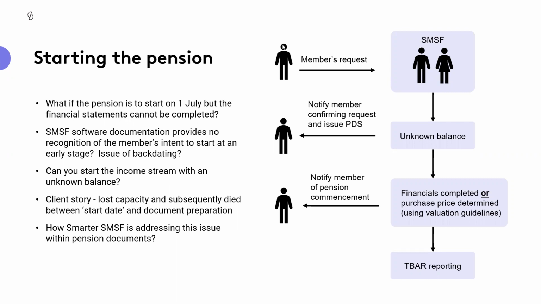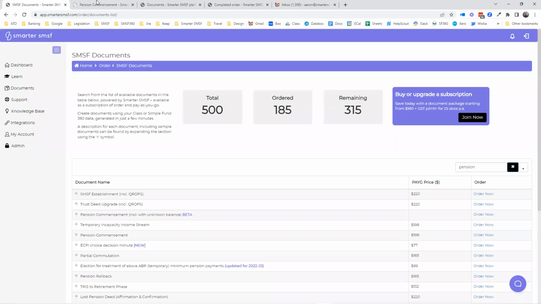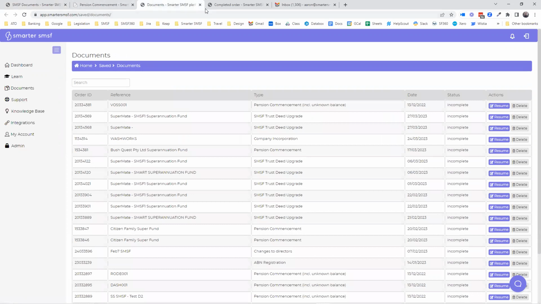So again, let's just maybe jump over to our pension document, and I'll show you what I mean here. So what we have is inside here, obviously our 70 or 80 documents that we have on the site. I've just searched in pension there, which now means you can see this information in here, and we have our order now. So I'm just going to jump forward to find out where we have a document here that we might be able to use. So I'm just going to resume one that I've got here for the VOS SMSF.